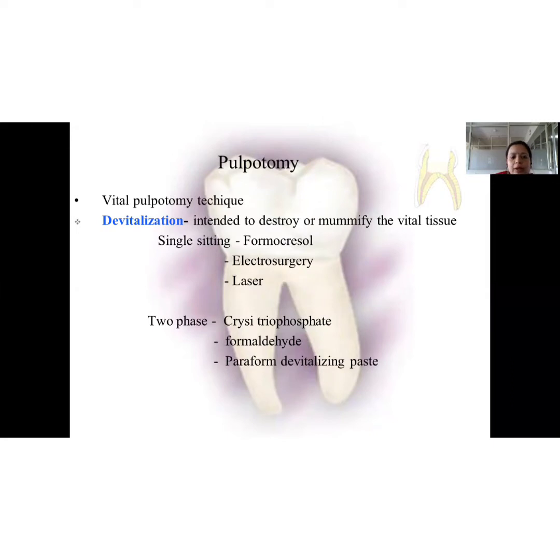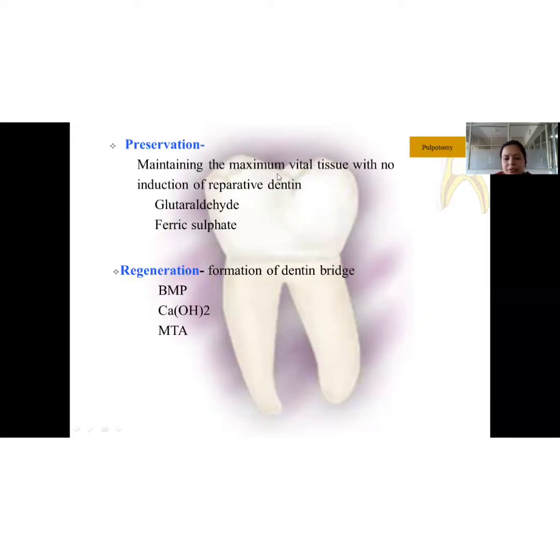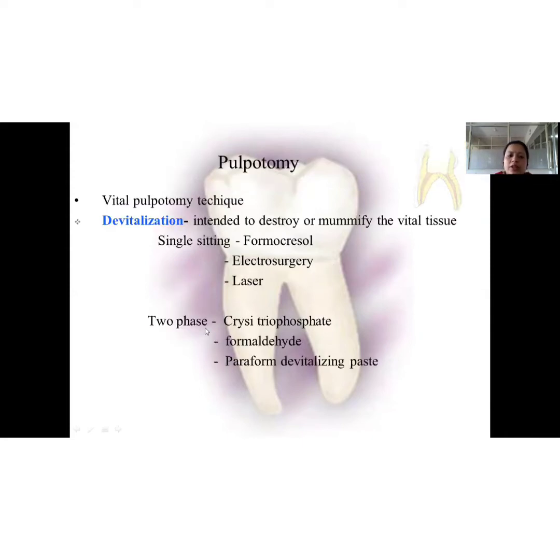Now, vital pulpotomy technique. First is devitalization, intended to destroy and mummify the vital tissue. It can be single setting by formocresol, electrosurgery or laser, or two-phase by cryophosphamide, formaldehyde or paraform devitalizing paste. Then preservation, maintaining the maximum vital tissue with no induction of reparative dentin, using glutaraldehyde and ferric sulfate. And regeneration, formation of reparative dentin, using bone morphogenic proteins, calcium hydroxide and MTA. So three types of vital pulpotomy technique are there.